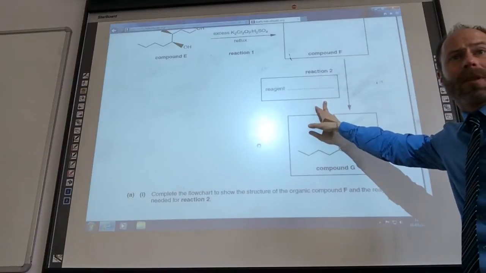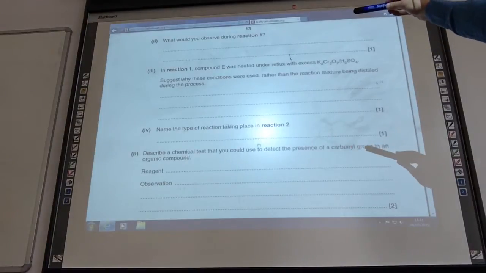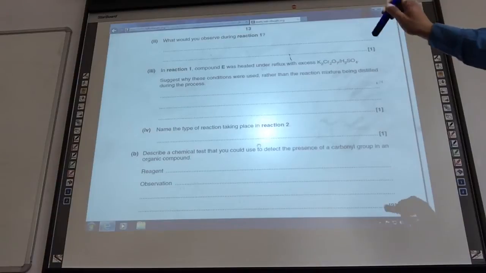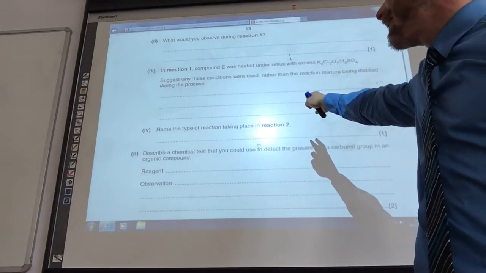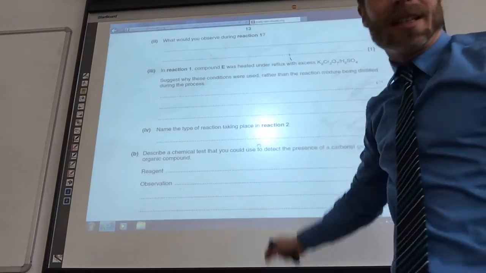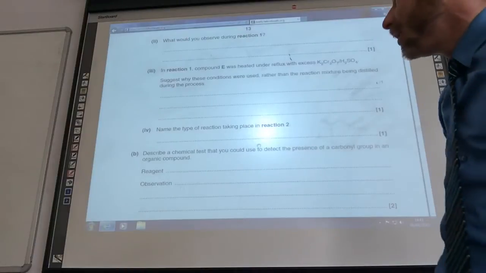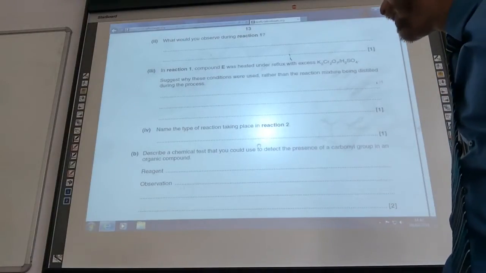Why is the carboxylic acid not hydrogen? Right, so this is from A2 and AS3. What would you observe? You're using potassium dichromate, it goes orange to green. If compound E was heated under reflux with excess, why were these conditions used? Well, if you didn't reflux it, you would have made the aldehyde instead of the carboxylic acid. The type of reaction taking place is actually nucleophilic addition, but you could have had reduction if you wanted, or you could have had reflux as well.